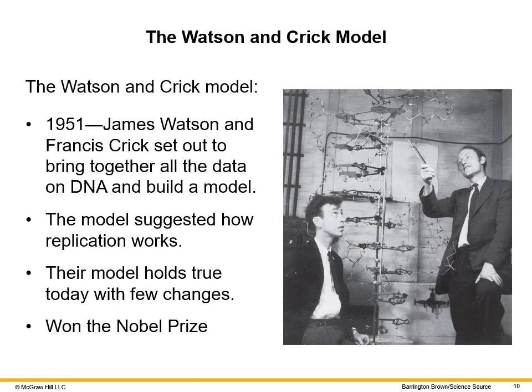In 1951, James Watson and Francis Crick set out to bring together all the data on DNA and build a model. The model suggested how DNA replication works. And we remember that replication is the process of duplicating or making another copy of the DNA. Their model holds true today with few changes, and eventually Watson and Crick won the Nobel Prize.